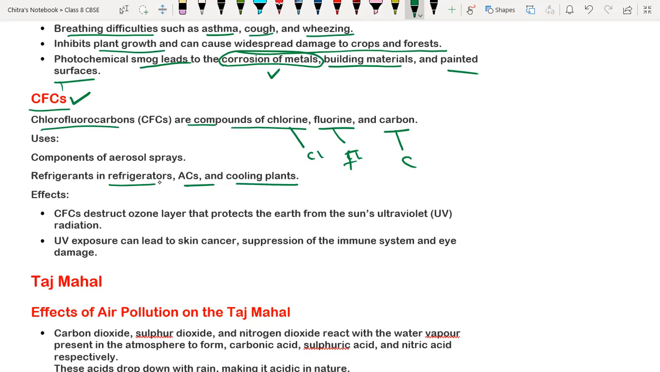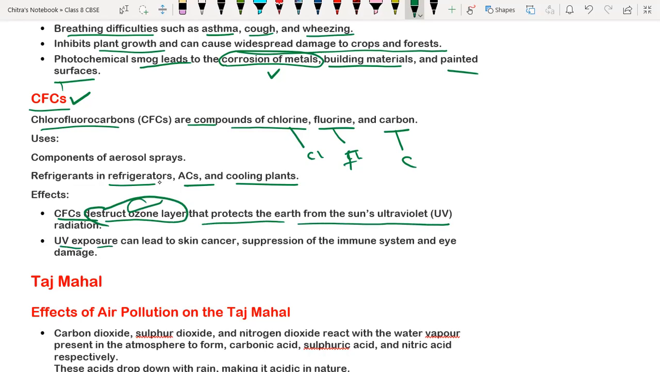And the ozone layer is very important. It protects us from the ultraviolet radiation coming from the sun. If chlorofluorocarbon depletes the ozone layer, then ultraviolet rays will directly enter and reach the earth's surface, and animals and plants will suffer many diseases related to the skin. Chlorofluorocarbon mainly destroys the ozone layer. Very important: the ozone layer protects the earth from the sun's ultraviolet radiation.